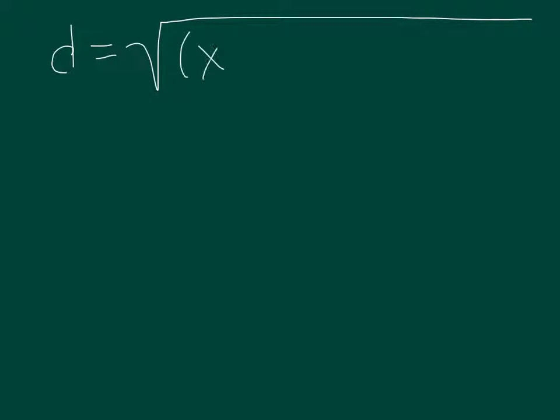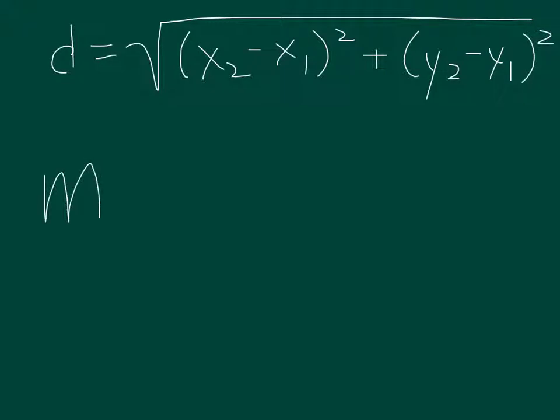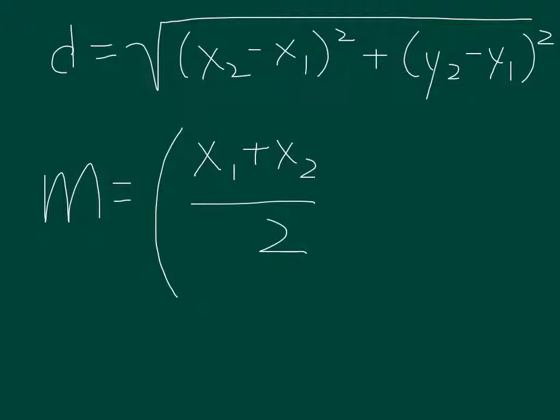So far we've learned two equations. The distance formula, which is d equals the square root of x sub 2 minus x sub 1 squared, plus y sub 2 minus y sub 1 squared. And the midpoint formula, which is m equals x sub 1 plus x sub 2 over 2, comma, y sub 1 plus y sub 2 over 2.